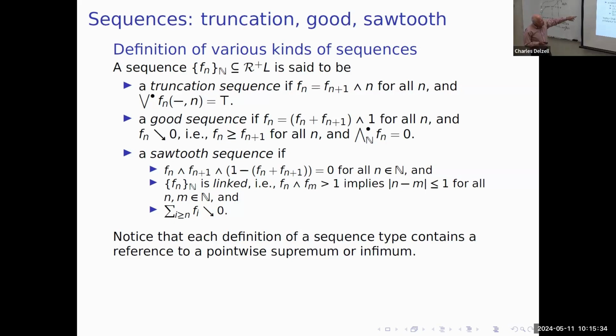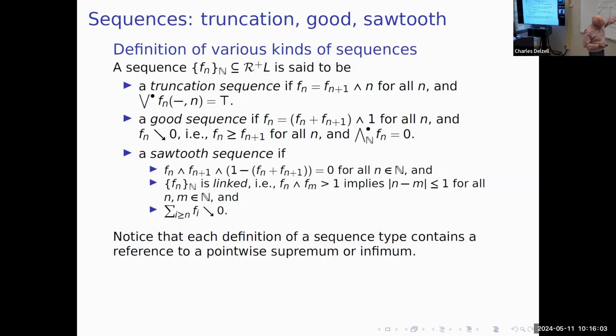And then the third type of sequence has this condition. I won't say more about that. But it also is linked. That is to say, the nth term meets only the n plus first term and the n minus first term and no others. So it's not quite pairwise disjointness, but the odd terms are all pairwise disjoint and the even terms are all disjoint. Okay.